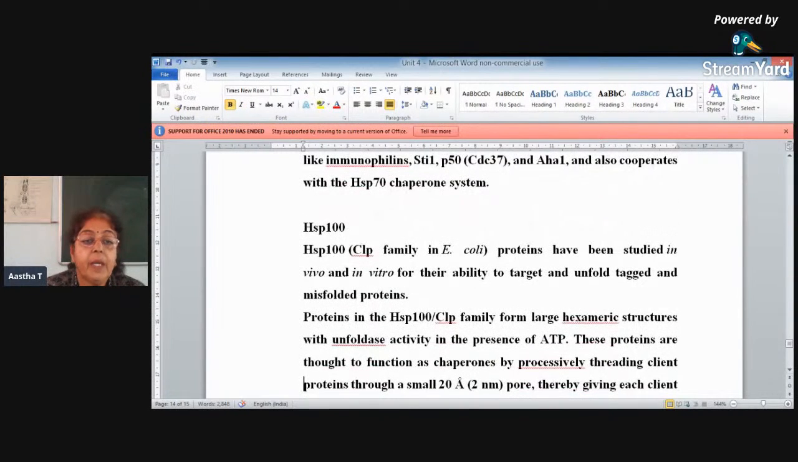Next one is HSP100. It's known as the CLP family of chaperones in case of E. coli. They have been studied in vivo and in vitro for their ability to target and unfold tagged and misfolded proteins. Ubiquitin-tagged proteins are degraded, and misfolded proteins are properly folded, so HSP100 plays a significant role, and this activity has been studied in vivo as well as in vitro.